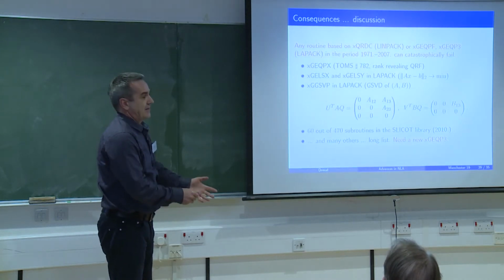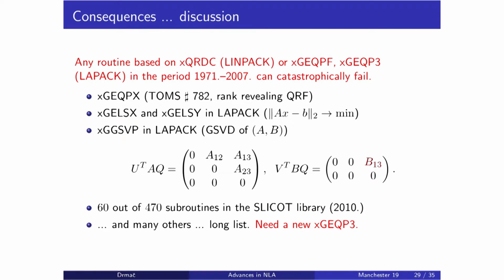Then you look at LAPACK or other packages, and you see many routines that depend on QR column pivoting. You can make them fail. For instance, in the Zlatko library, we managed to break 60 out of 470 routines: GSVD, least squares, and so on.